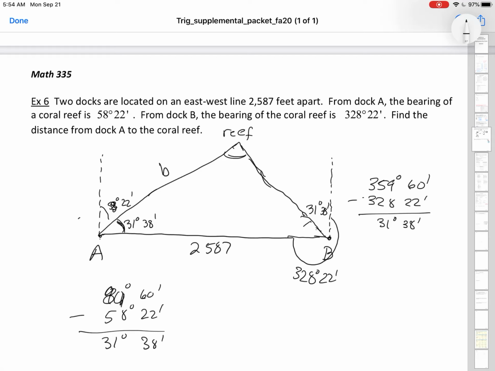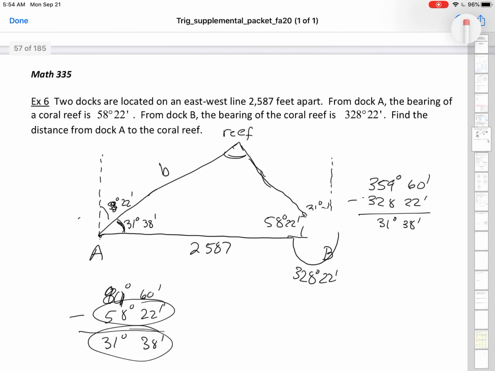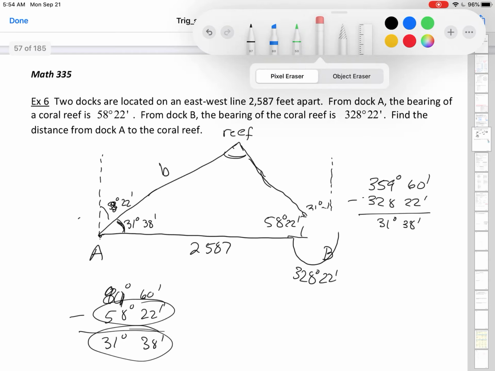So what's this angle right here? Oddly enough, it's 58 degrees 22 minutes, or maybe that isn't odd to you. But that angle right there is 58 degrees 22 minutes. Now, how did I get that so quickly? I knew that 58 degrees 22 minutes and 31 degrees 38 minutes added up to 90, and that's what this angle is right there. So you're going to do some thinking work. Got to switch back to the object eraser to help myself out there in the future.